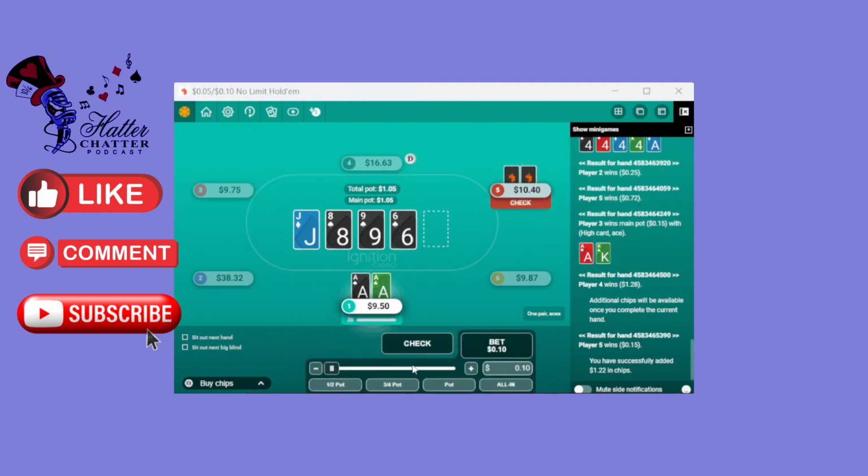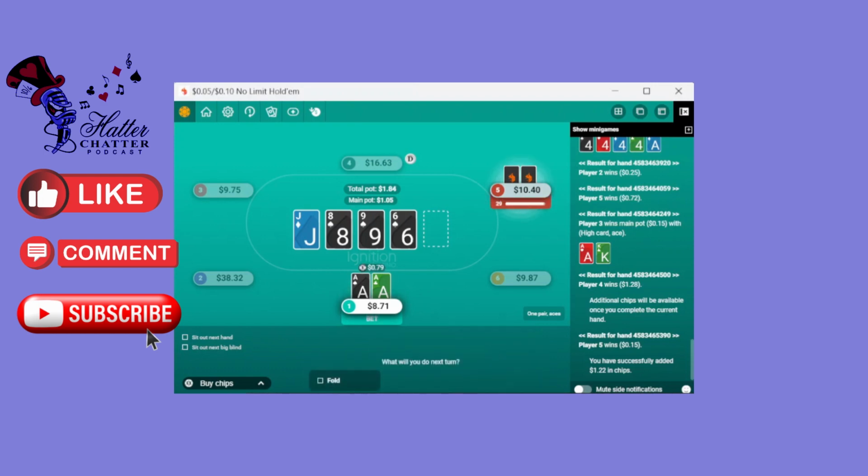He checks again. Now I decide to size up. I'm pretty protected with the ace of spades here. I believe having the ace of spades is very important. So I go ahead and bet three quarters pot, and he's going to get out of the way.